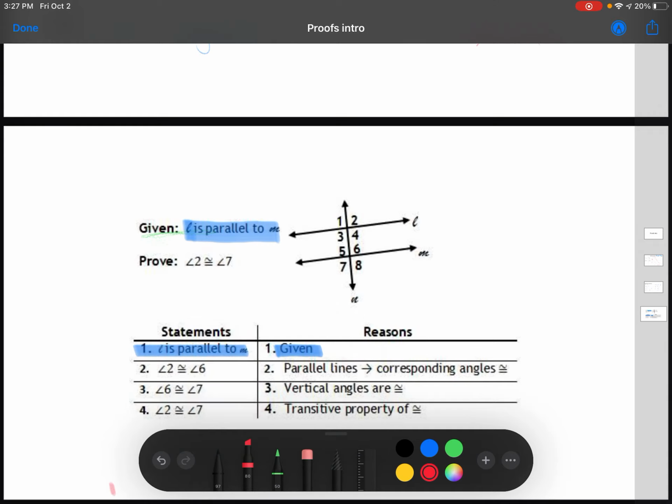Also, the proof is that we're trying to prove that angle 2 is congruent to angle 7. If you look, the very last thing is that 2 is congruent to 7. Remember, the prove is the goal. So you're trying to get that to be the last thing there. In the middle, there are a few things. This is just how you get to that. We'll go over how you figure out the middle parts tomorrow. Today is mostly about the vocab involved with proofs.